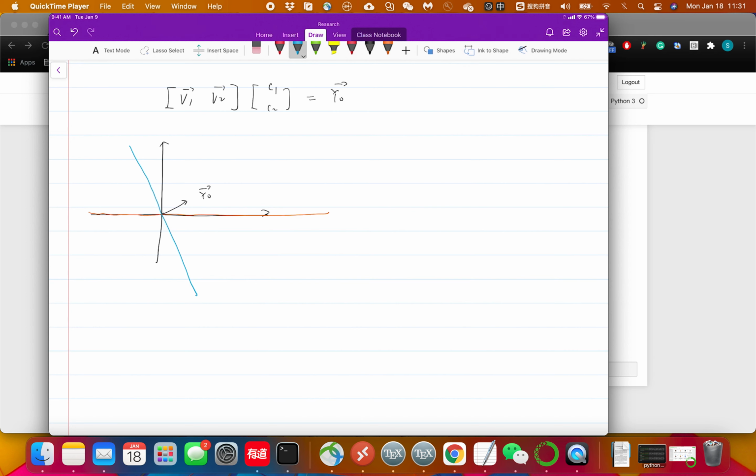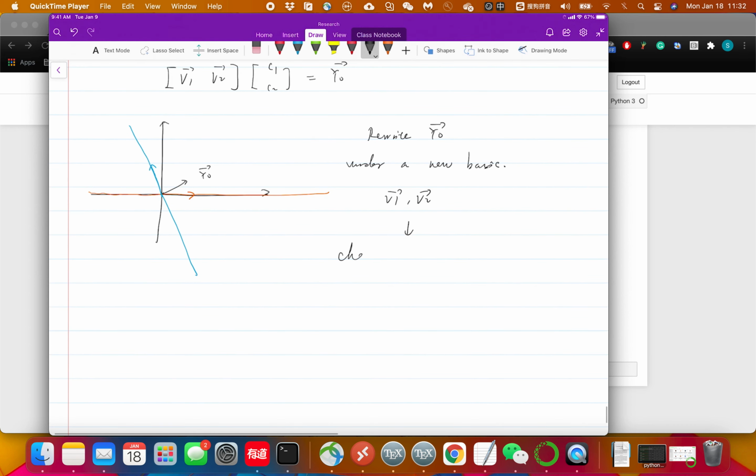So what you're doing is nothing but rewriting this y0 as a linear combination of everything on these eigenvector directions. You're rewriting y0 under a new basis v1, v2, and writing it as a linear combination of v1 and v2. That in linear algebra corresponds to a change of coordinate.